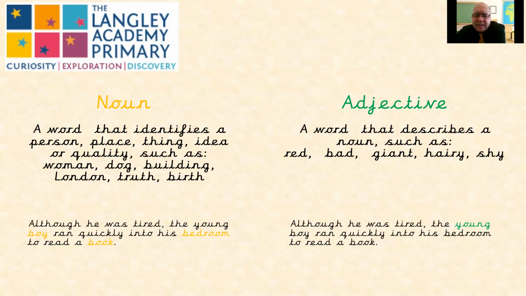So back to that same sentence, the adjectives in there. Although he was tired, the young boy ran quickly into his bedroom to read a book. The boy was young. It's giving extra information. So young is an adjective.